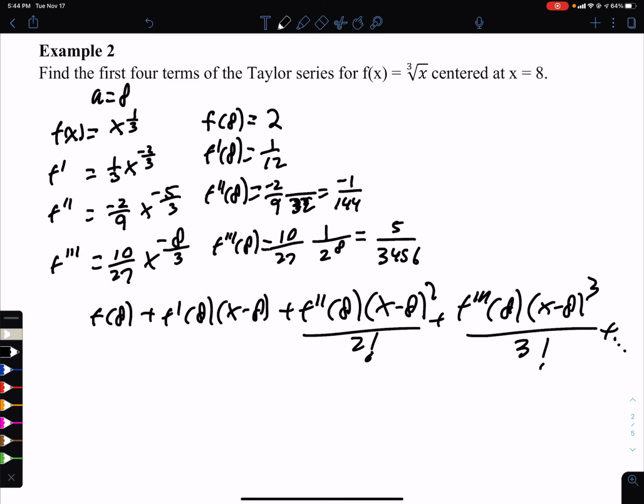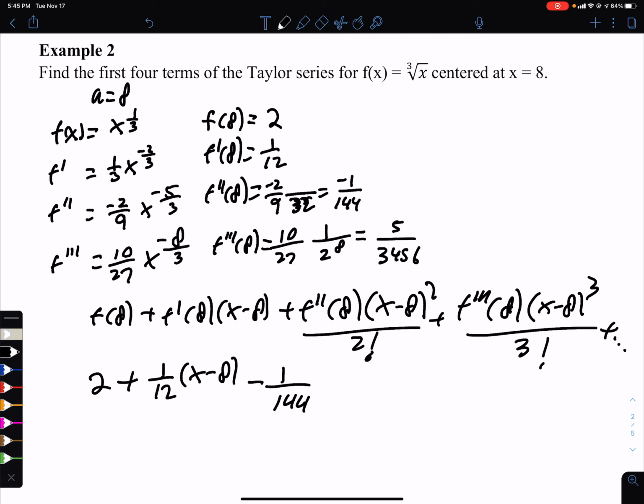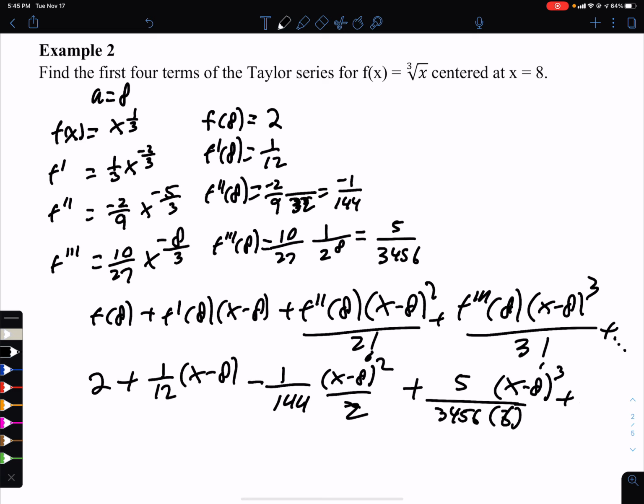Now we just plug in the numbers we got. 2 plus 1/12 x minus 8 plus, oh, it's going to be minus because it's negative, minus 1 over 144 times x minus 8 squared over 2. So we could combine those and get 288. We'll do that. Plus the triple prime is 5 over 3, 4, 5, 6 times 3 factorial, which is 6, x minus 8 cubed plus dot, dot, dot.